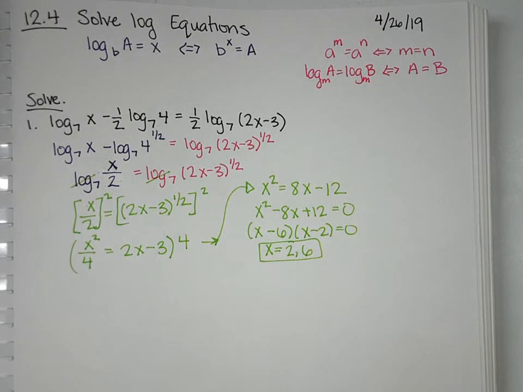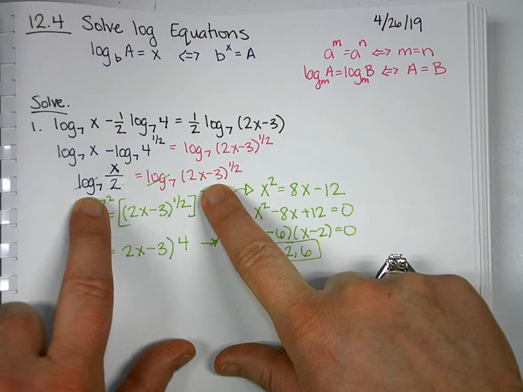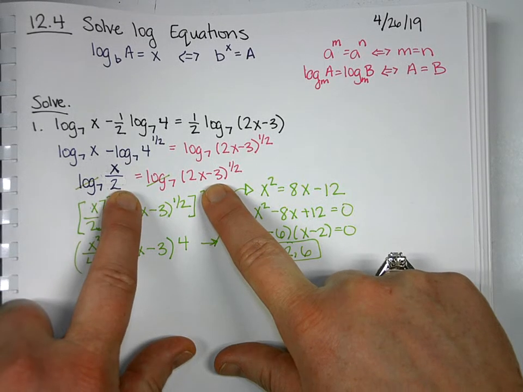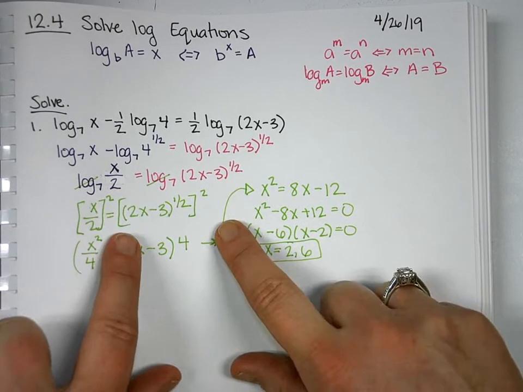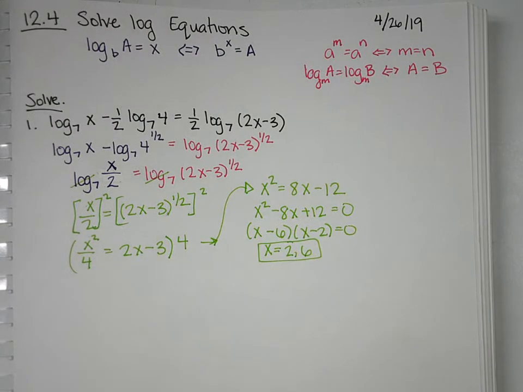Again, how I started this was I looked to see what I had. Do I have exponential? Do I have logs? Do I have both? Since this one was all logs, I condensed each side so that I got a single log on either side. That allowed me to set these two equal to one another so that I could solve it using a quadratic in the end to get my x's.